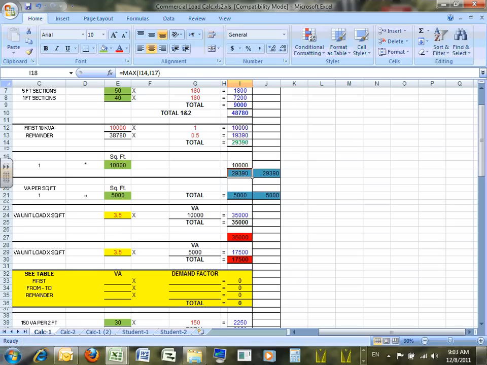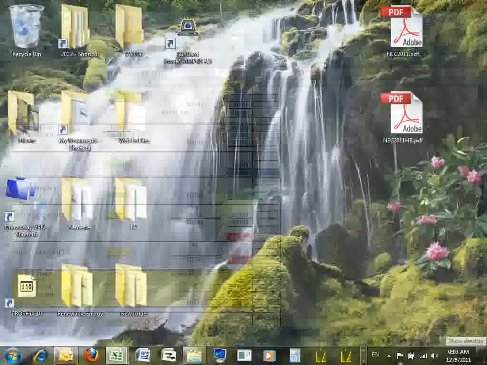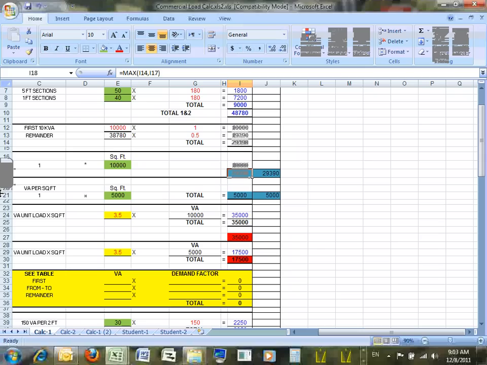Then you don't stop there. Then you compare the two. Remember, there are two calculations for the receptacles now. There's one calculation for the number of receptacles multiplied by 180, okay? And there's another calculation, if it's an office, 1 volt-amp times the square foot, and you choose, after you derate the receptacles, you look at the two numbers and you choose. Which number do you think we're going to choose? The largest of the two. Only for office and banks.